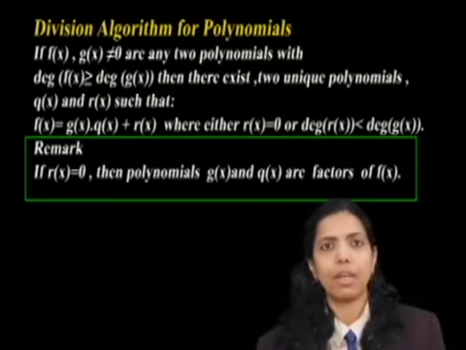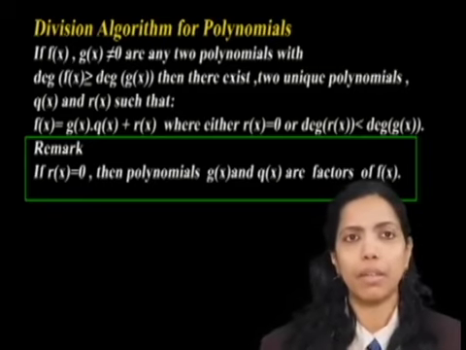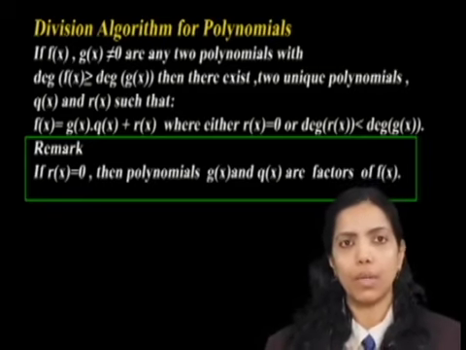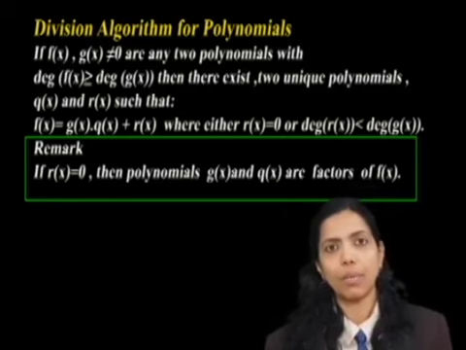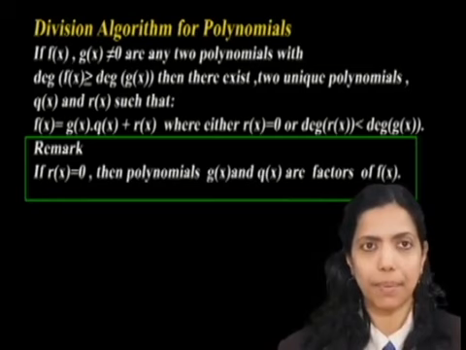Here f of x is the dividend, g of x is the divisor, and q of x is the quotient. In this, either r of x, the remainder, can be 0 as in the example question where we got r of x as 0, or the degree of the remainder polynomial will be less than the degree of the divisor polynomial. One more remark: if the remainder polynomial is 0, we can say that the quotient polynomial and the divisor polynomial both are factors of f of x.